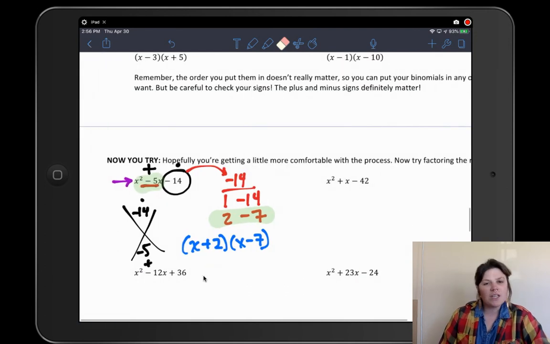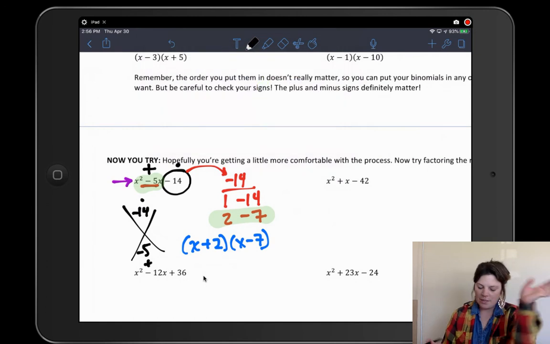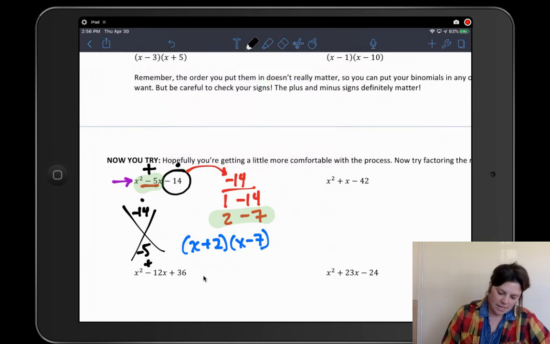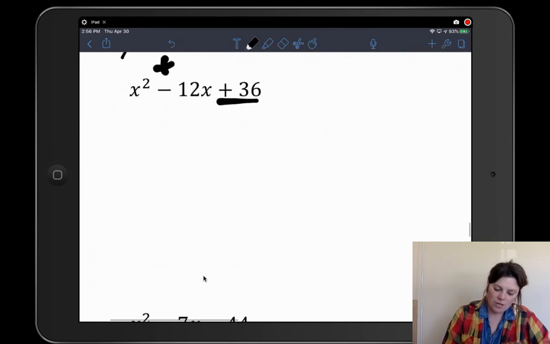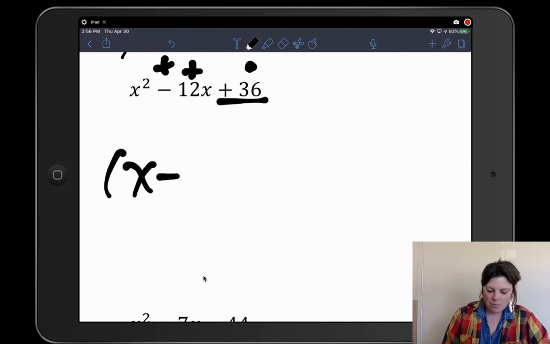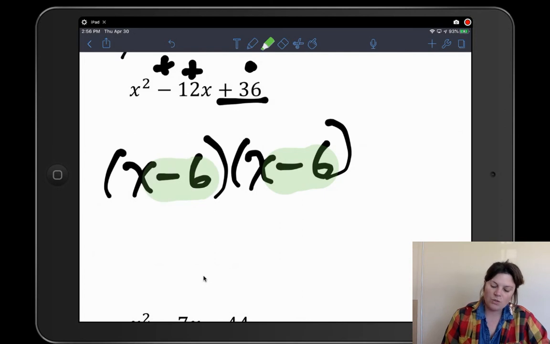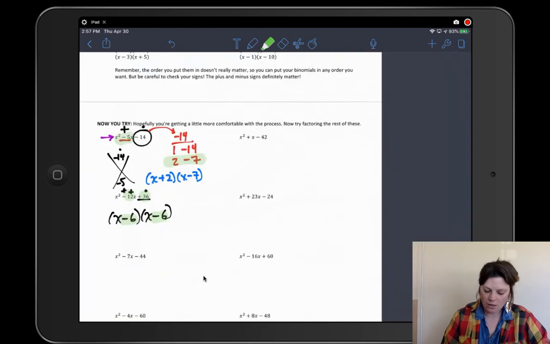All right, so hopefully that's a good reminder. Let's go over just a couple of details here. One detail is that if you have a number that is positive that you need to multiply to, but negative that you need to add to, then you're going to have two numbers that are negative, because those two numbers multiply to a positive, but they add up to a negative. So keep that in mind there.